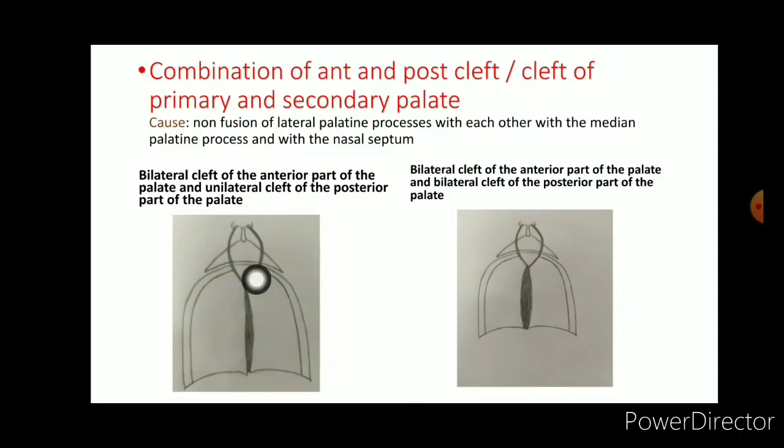This diagram shows bilateral cleft of the anterior part of the palate and unilateral cleft of the posterior part of the palate with bilateral cleft lip. This diagram shows bilateral cleft of the anterior part of the palate and bilateral cleft of the posterior part of the palate with bilateral cleft lip.